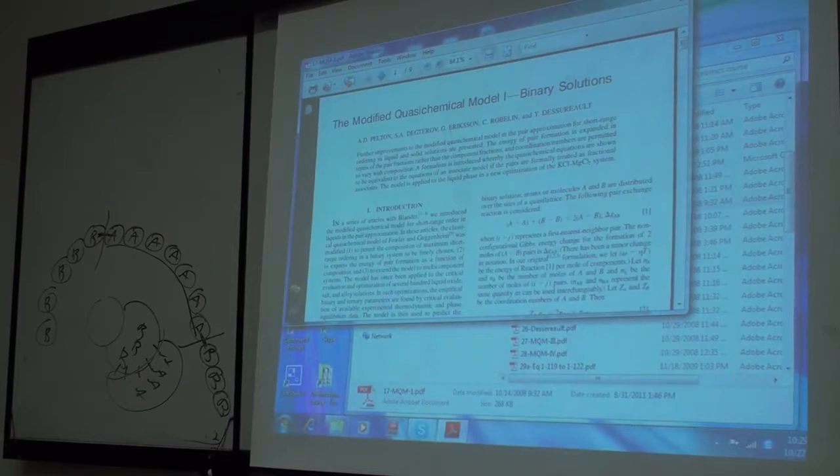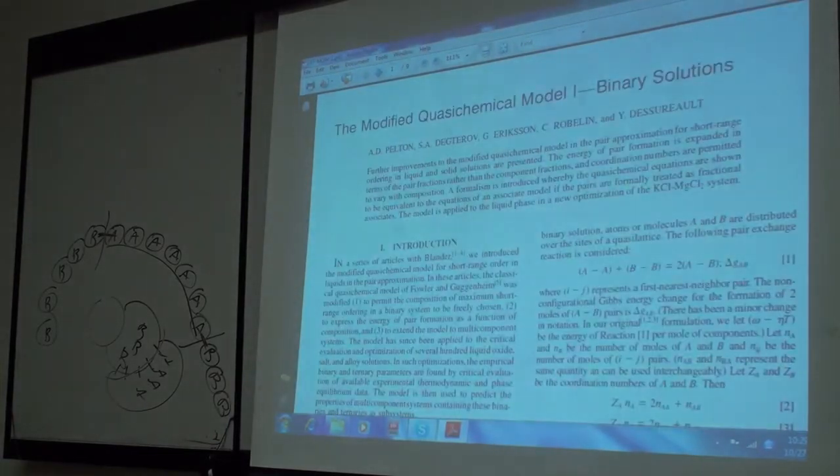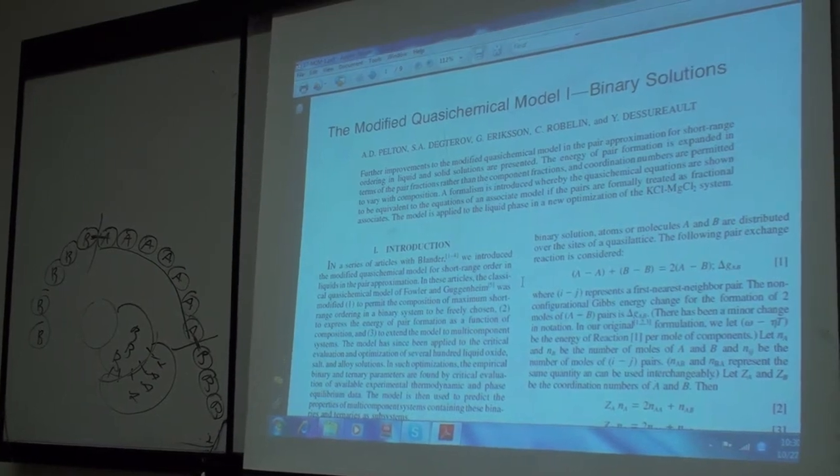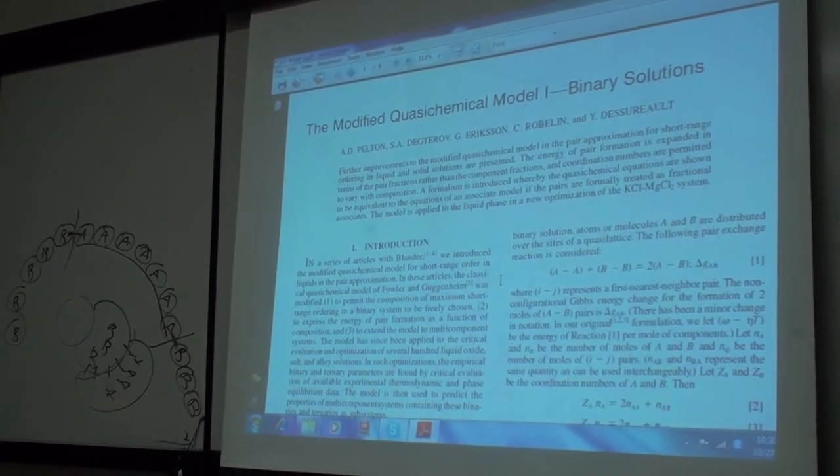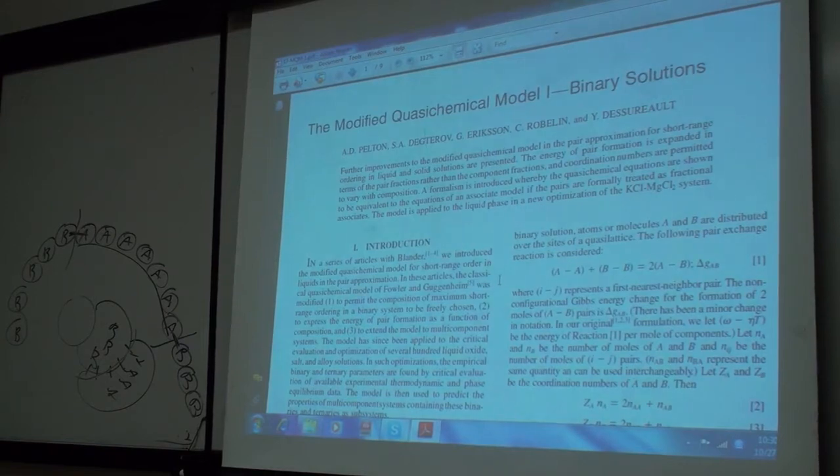Suppose it's full screen. All right, so this is the notation that we use now. You can go back to that paper I had before, number 16 or something, 1984. We changed the notation slightly since then. So I'm going to go through the quasi-chemical model and the binary solutions.